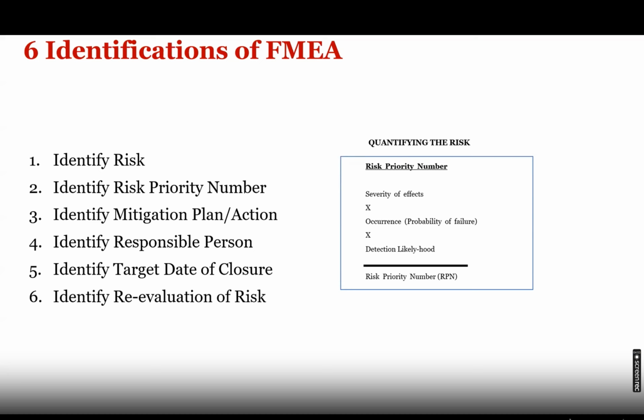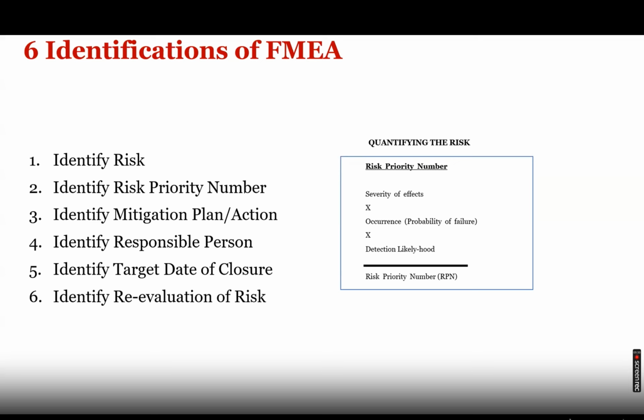Third step is to identify the mitigation plan or action, how you want to close that risk. And the fourth is to identify the responsible person within the team who will close the risk, and the target date of closure. And then identify re-evaluation. Whenever the severity, occurrence, or detection likelihood has changed, accordingly you can change the RPN number, or whenever you feel a risk has been closed and does not exist any longer. That is also risk re-evaluation.